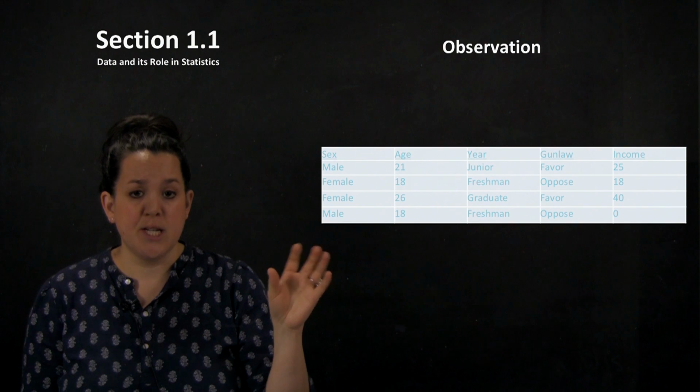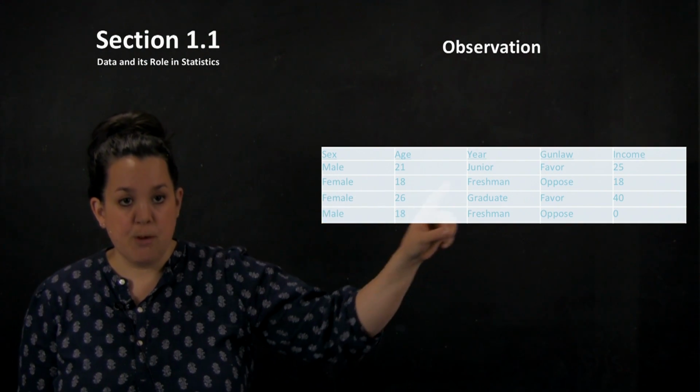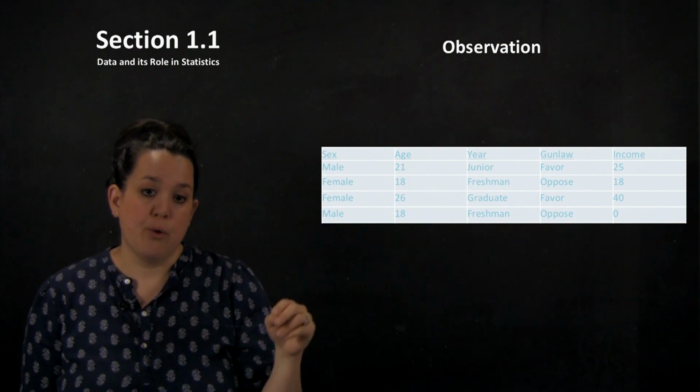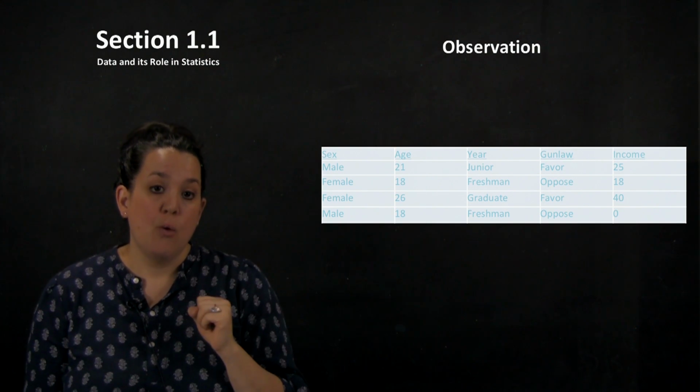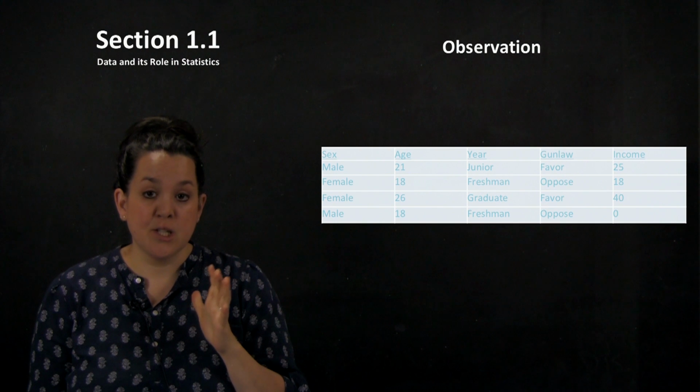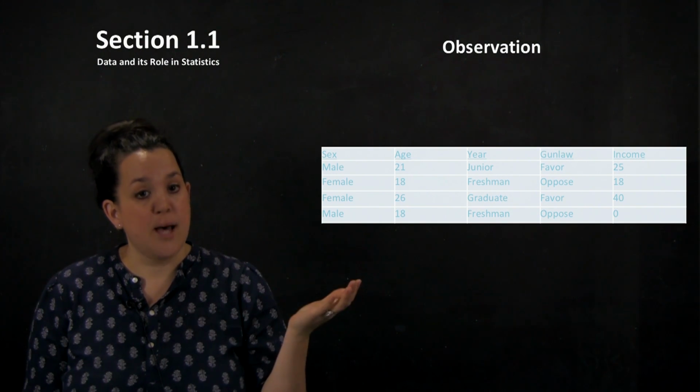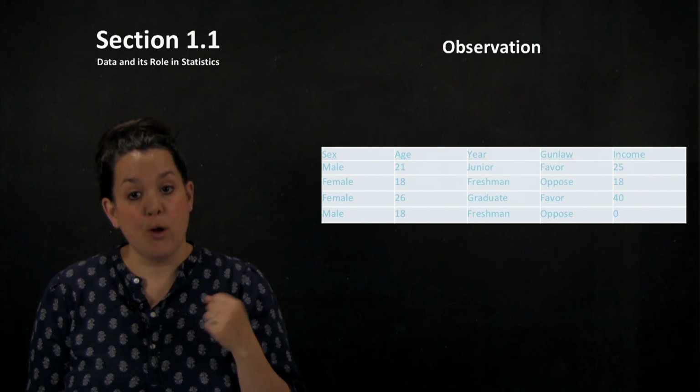So when you set up a data set, you'd have the columns be representing the variables. All of the rows then are going to be the individuals, and one row by itself would be an observation. So this is an introductory look at data and the aspects of it, in section 1.1 of the book.